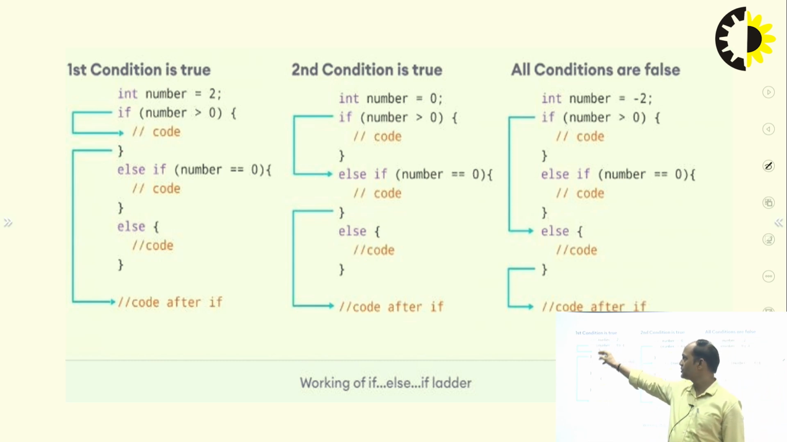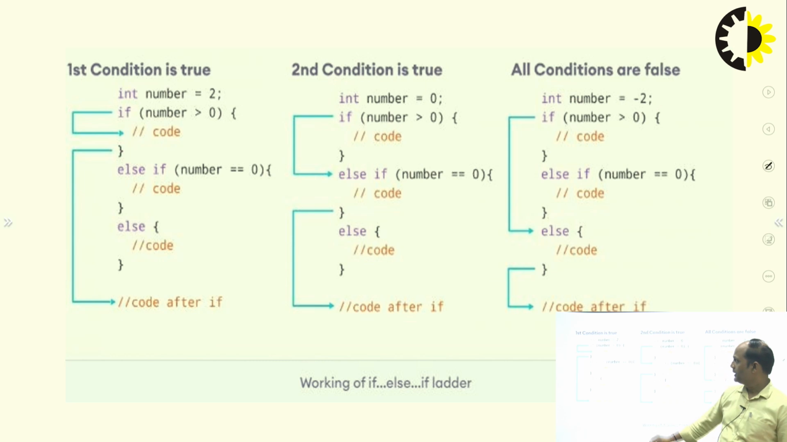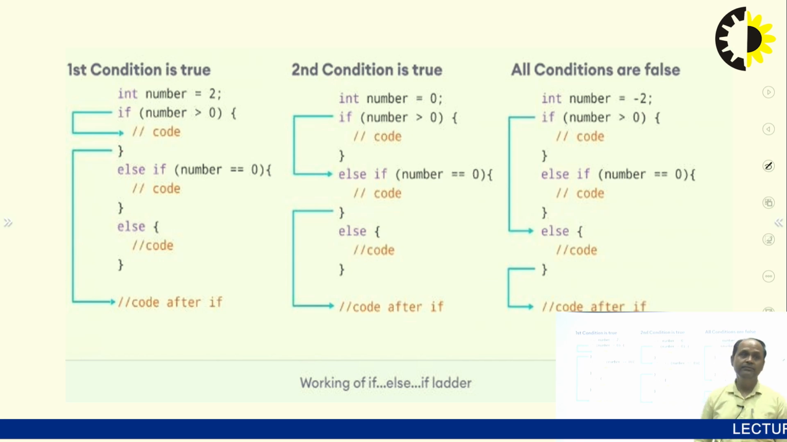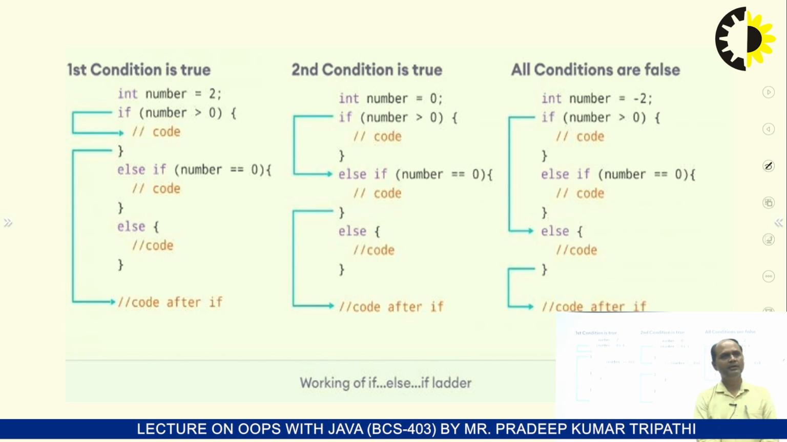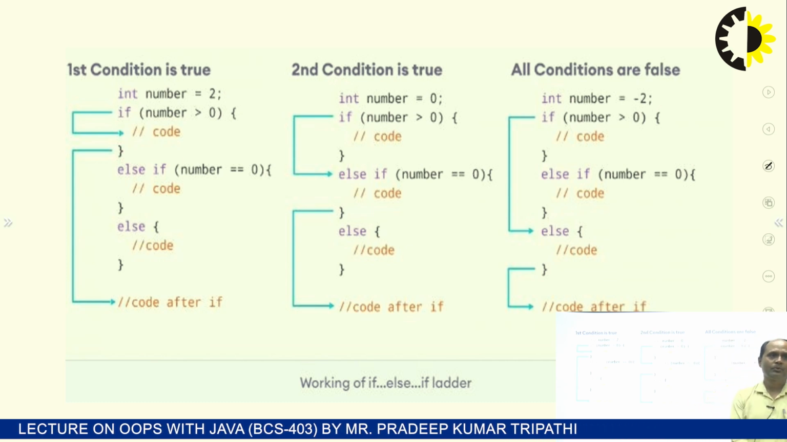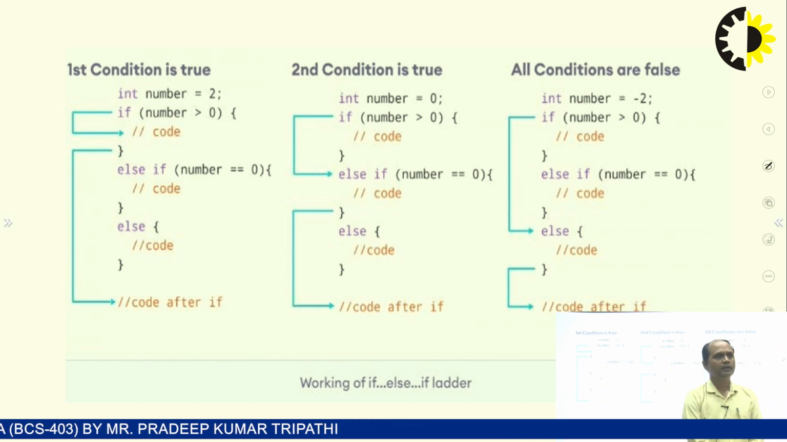If the first condition is true, then this program executes the code. Otherwise, if the second condition is true, that code runs, and if all conditions are false, the else part runs. This is the if-else-if ladder. How can it be used? Suppose the first condition is true: if number is greater than 0, the code will be executed. Otherwise it goes to else if number equal to 0, otherwise it goes to the else part, which will be executed.